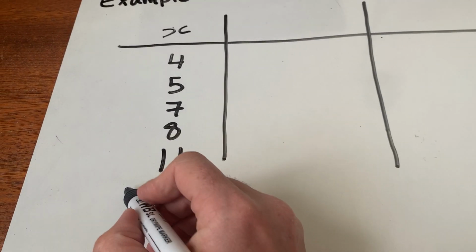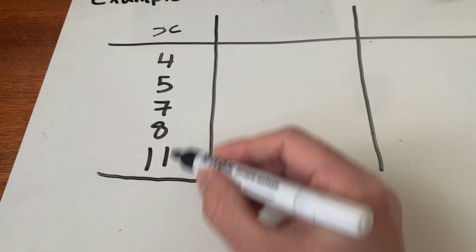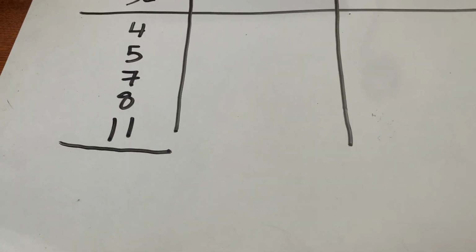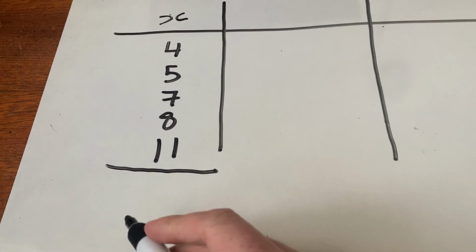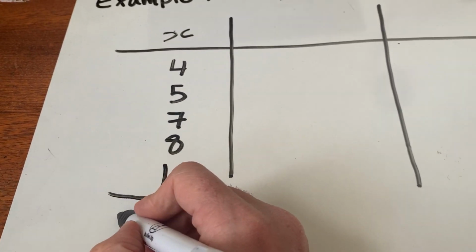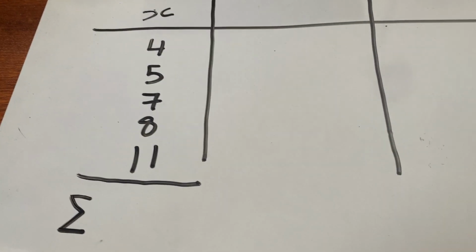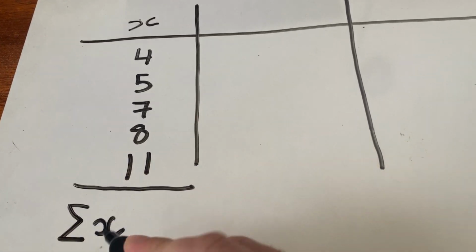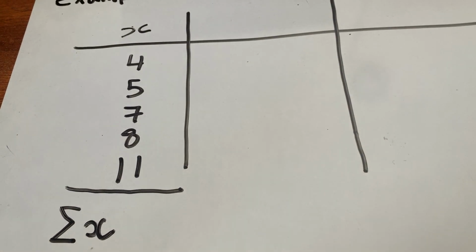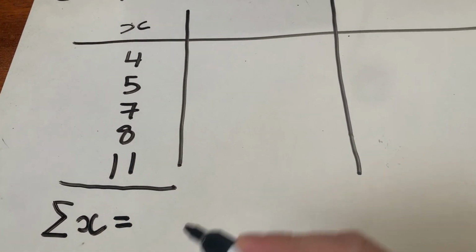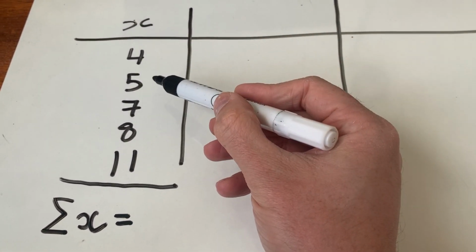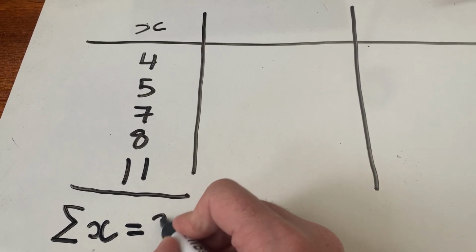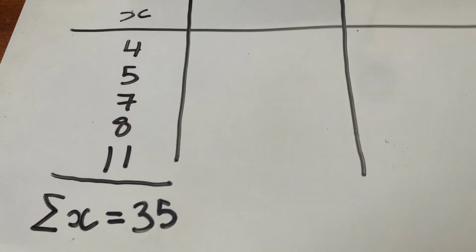Something that's helpful to do now is to find the total of these numbers, so just adding these five numbers together. There's some new notation that goes along with this. We can write that down as what we call the sum of, which is just a symbol that means added up, the sum of all the numbers in the X column. So we're going to work out what that is. 4 plus 5 is 9, plus 7 is 16, plus 8 is 24, plus 11 is 35.